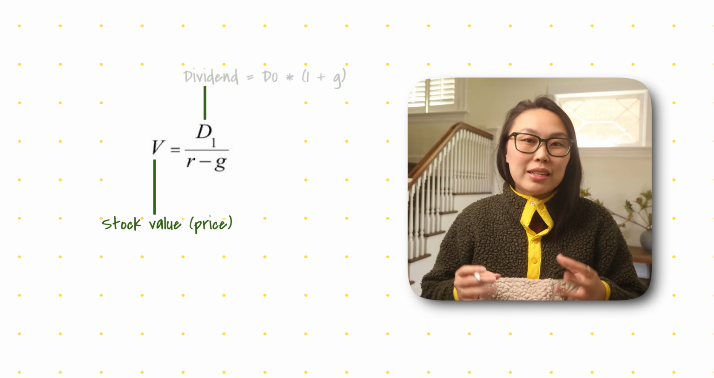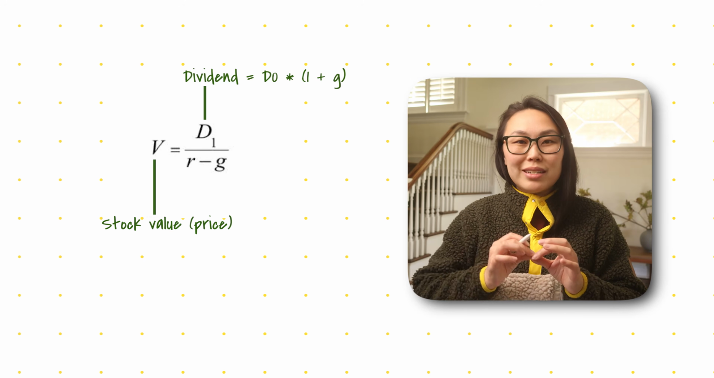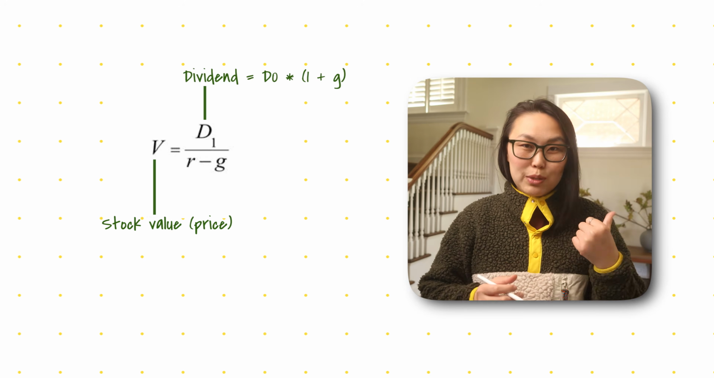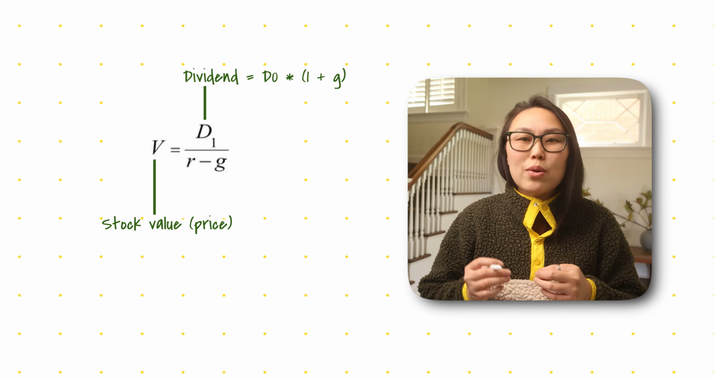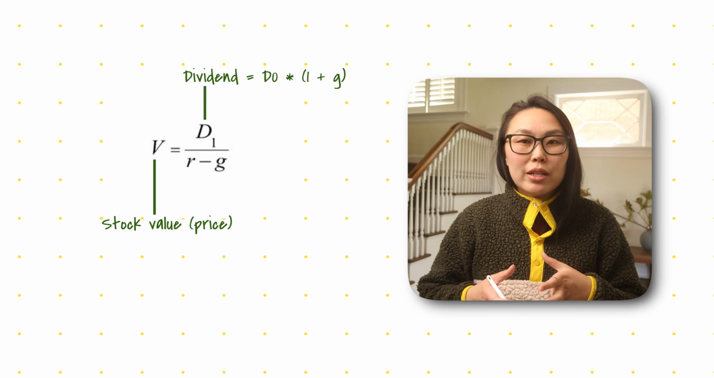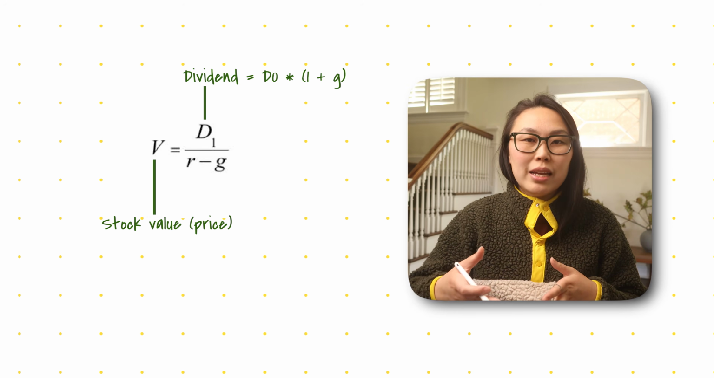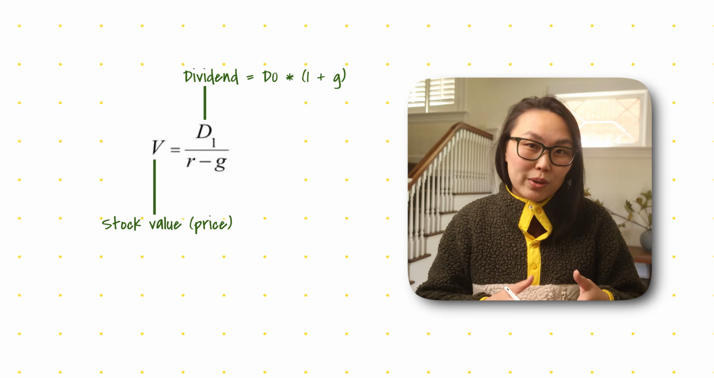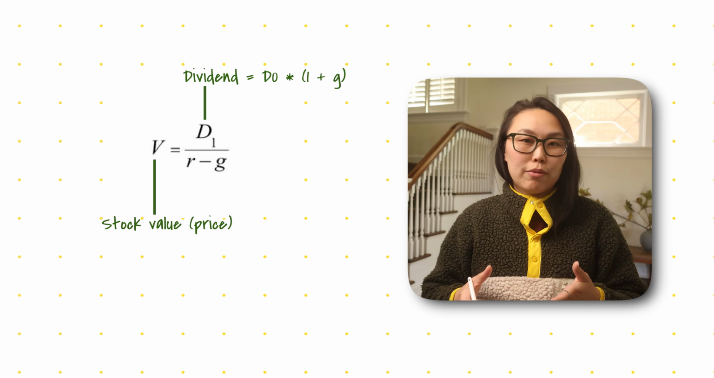D1 is the dividend. Now, this is critical. When you buy a stock, you are entitled to the next dividend, not the most recent one. And this is one way that test takers get tripped up by a simple formula. If you're given the dividend, chances are you're going to need to calculate D1, and you do that by multiplying the dividend you were given by 1 plus the growth rate.